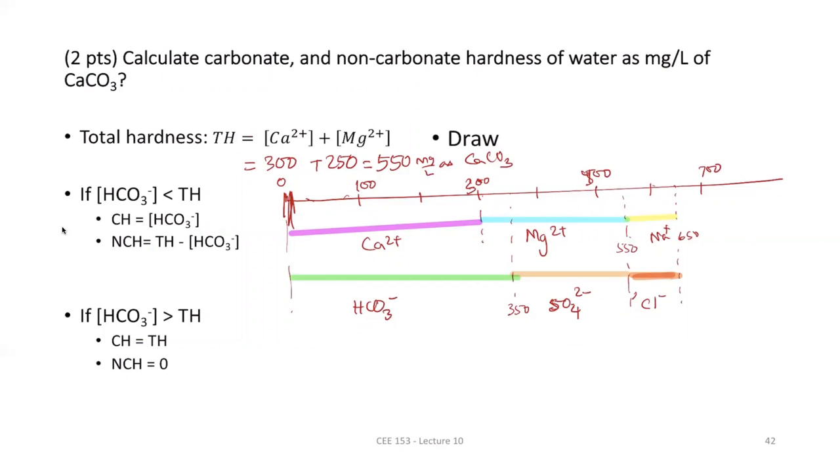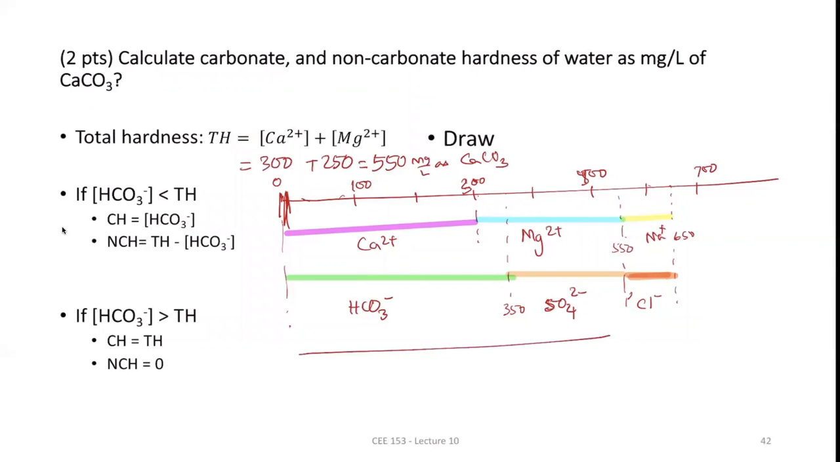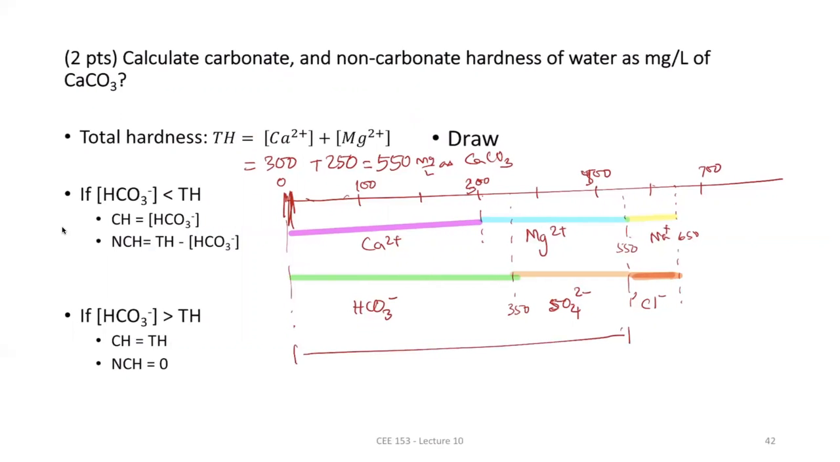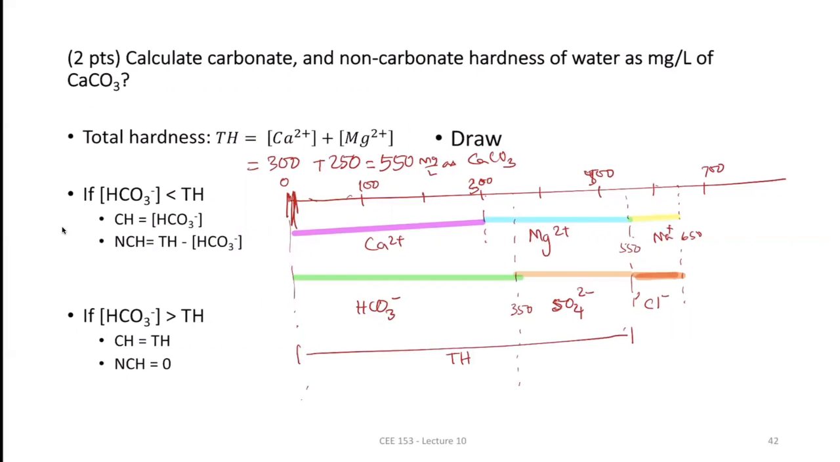Okay, total hardness. So total hardness is calcium plus magnesium. So that will be all the way here. Okay, calcium plus magnesium is total hardness. And then carbonate hardness is only a small portion of it. So that won't be carbonate hardness. That means the rest of them would be non-carbonate hardness.